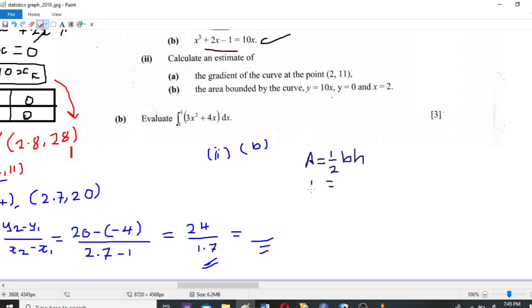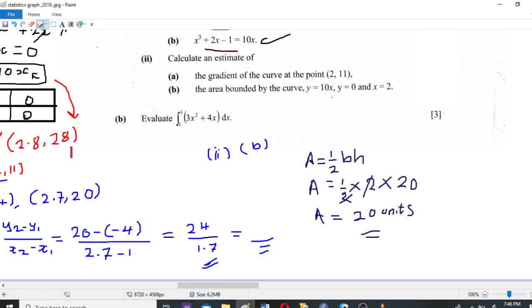I'll use the other method as well, the one for counting, so that you can get the concept here. We have half multiplied by our base, which was 2, multiplied by our height, which was 20. You apply the cancellation rule and you get your area to be 20, not 20 centimeters, but 20 units. So we use units. All right, so this is the area.